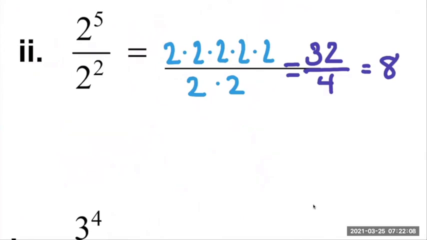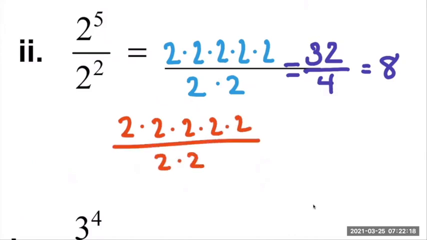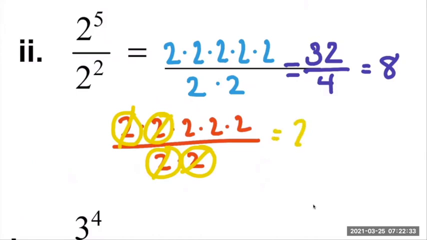Well, let's go about it the other way. So 1, 2, 3, 4, 5. Again, the first thing I look for is those commonalities. So those ones cancel, and that cancels. So I'm left with 2 times 2 times 2, which is just 2 to the 3rd power, which is also equal to 8.